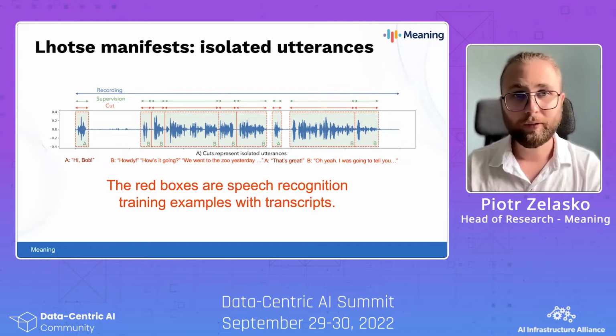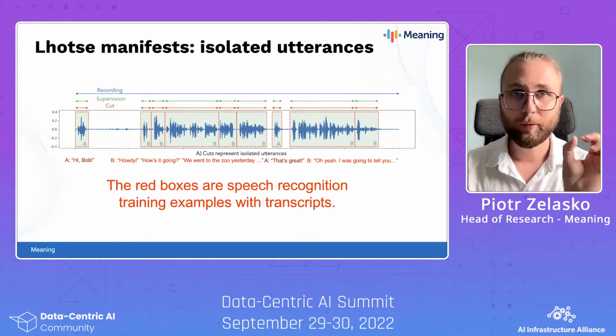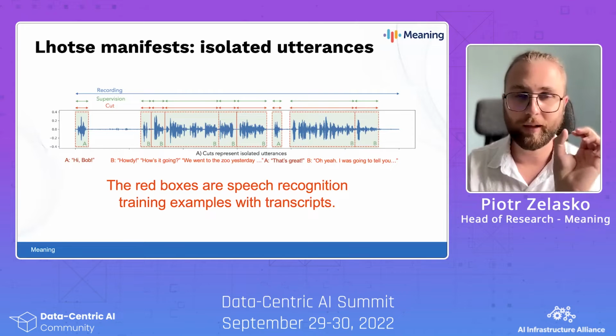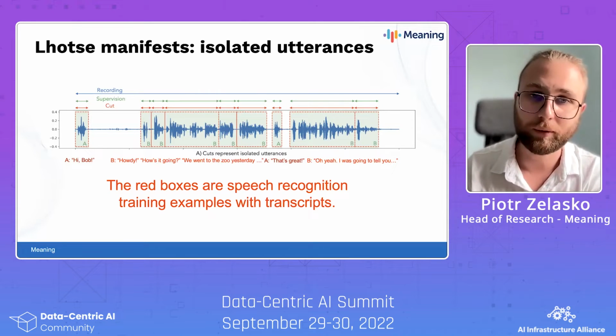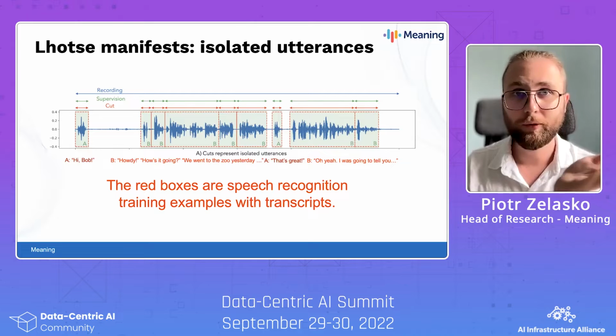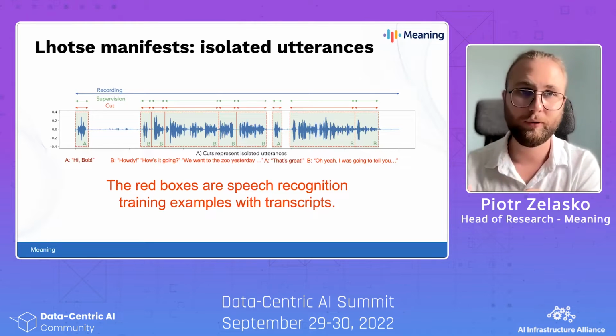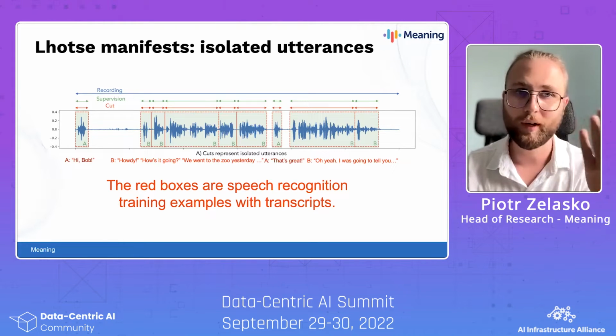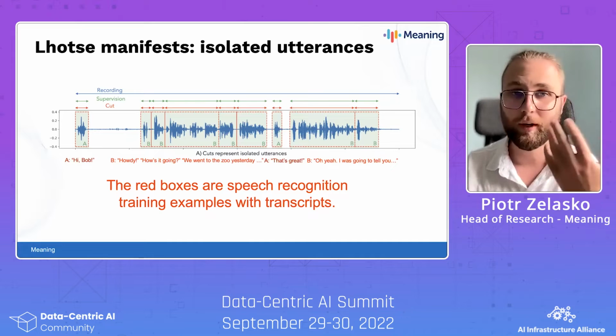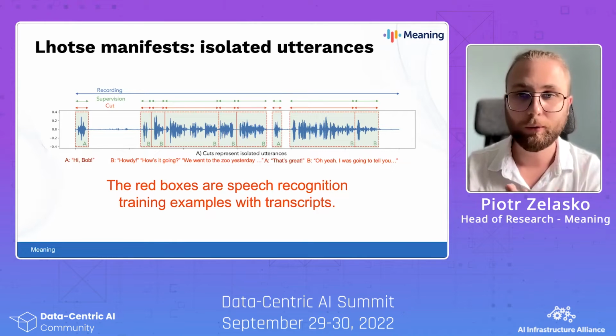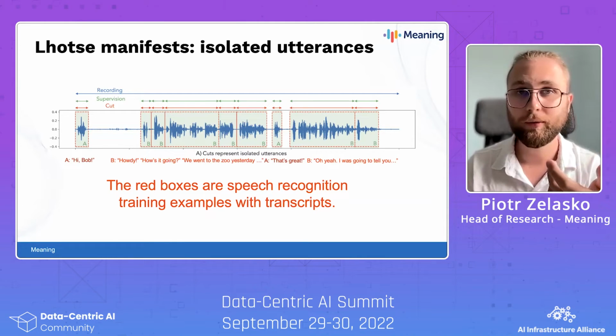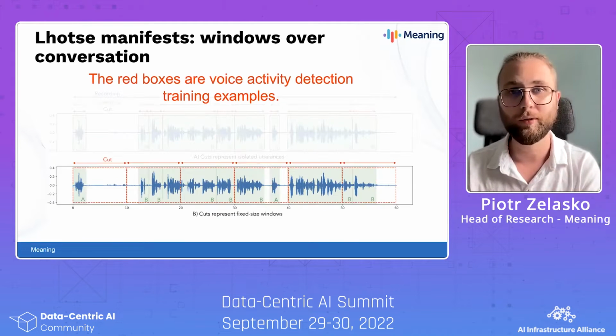Here, you can see that the cut is exactly the same as the supervision. The red boxes are exactly aligned with the green boxes, and they correspond to different turns in a conversation. So speaker A said, "Hi, Bob." Speaker B said, "Howdy, how's it going?" And so on. So this is a good data set for speech recognition. This is nicely transformed data for speech recognition.